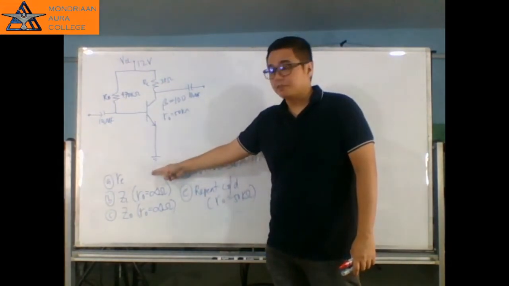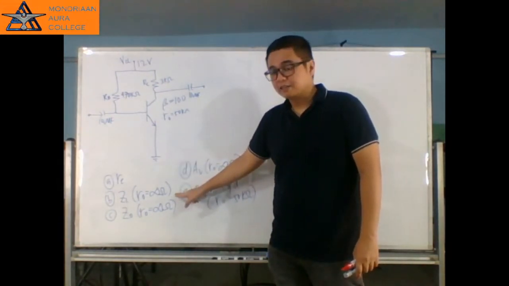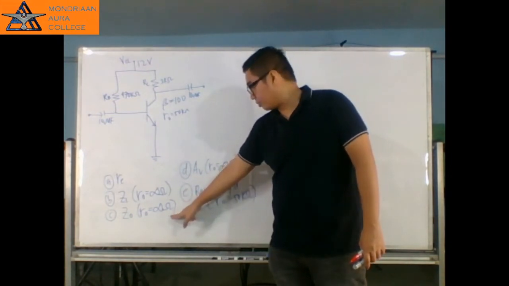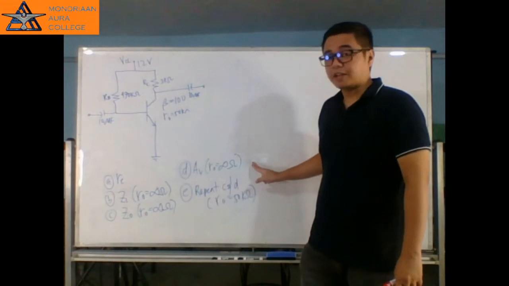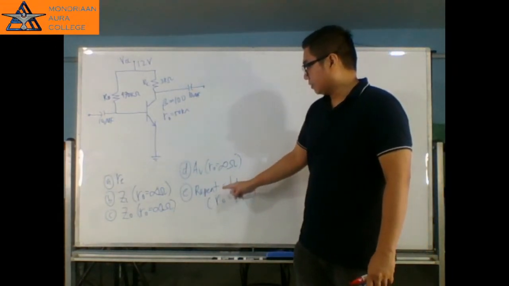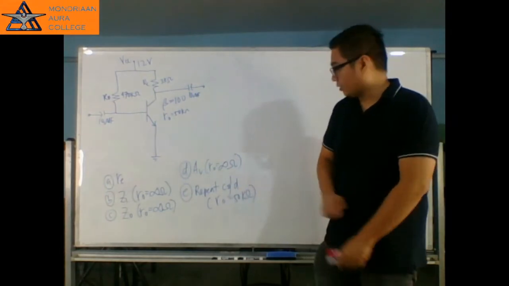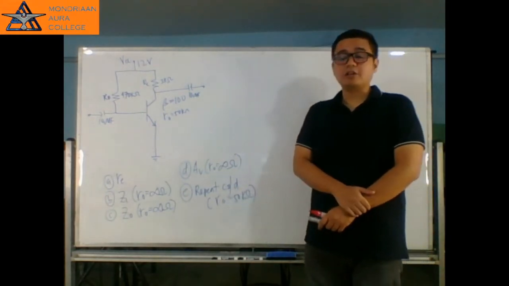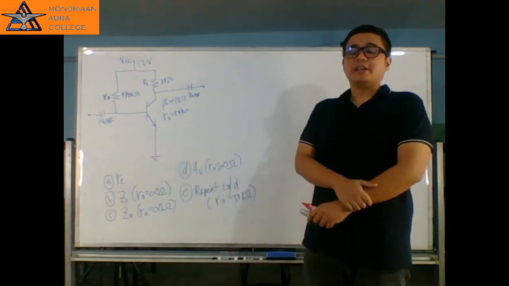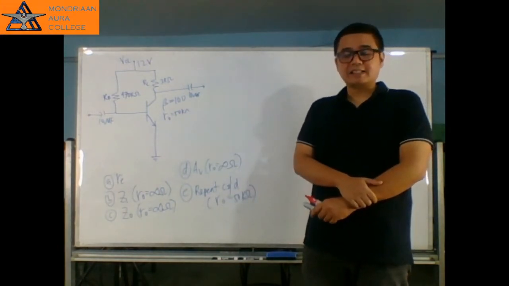We have R sub E, Z sub I, or the input impedance, the output impedance, Z sub O, the voltage gain, and the output impedance and the voltage gain with the 50 kilo ohm output resistance. Our first step here is to do a DC analysis.